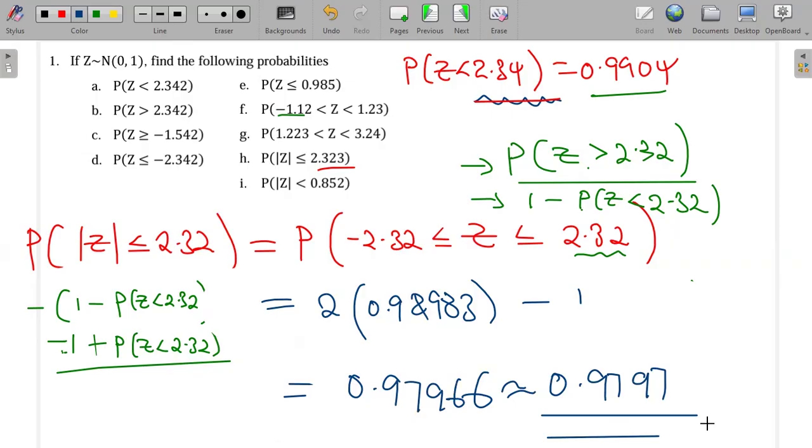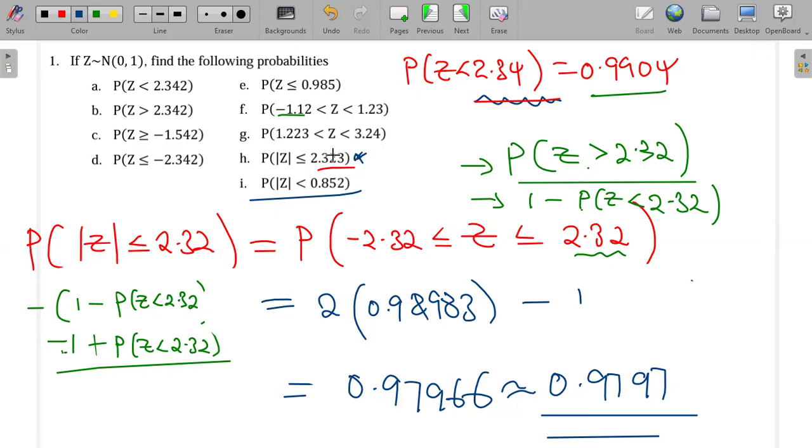So it will be 0.9797. All right, so that's what I'm finding approximately. I've taught you how to find this, so for the next one, you can also try it on your own. So we're done with question 1.